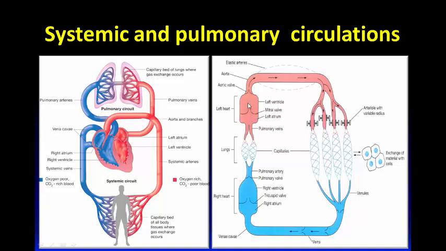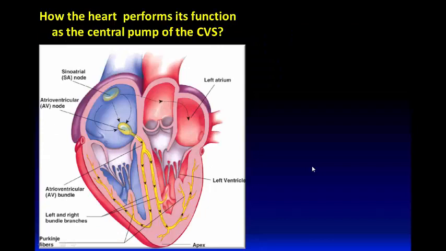Then the systemic circulation begins again in the left ventricle. So it is evident from this diagram that the two circulations, the systemic and the pulmonary circulations, are connected in series. So the heart functions as the central pump of the cardiovascular system.